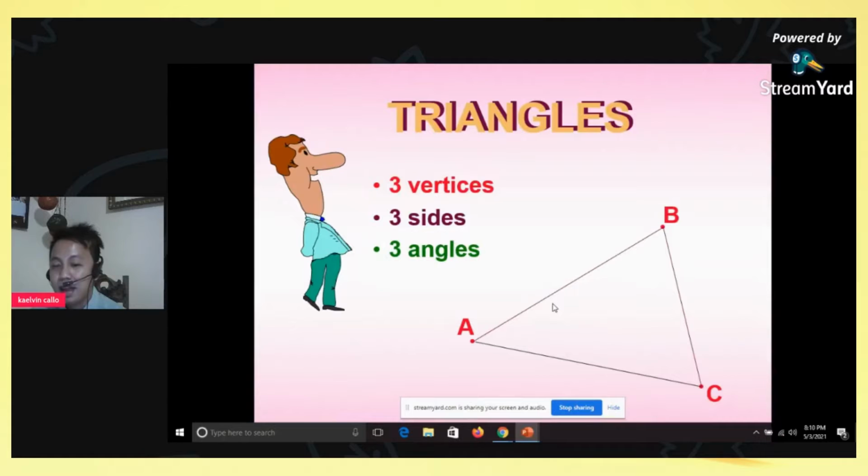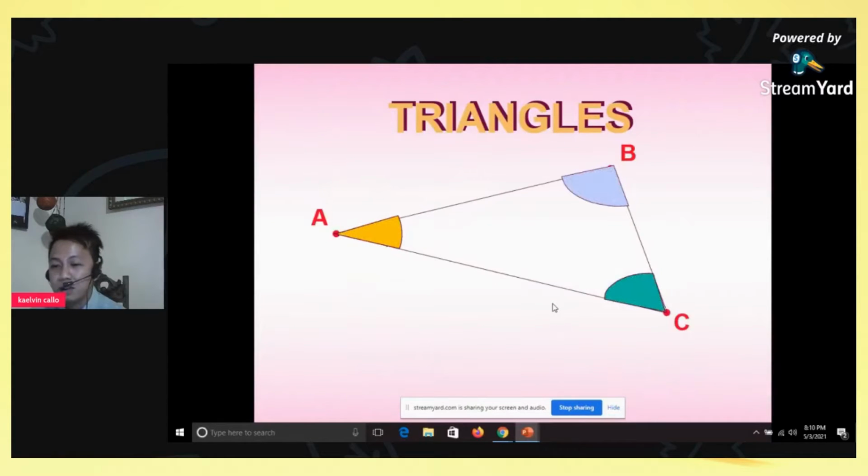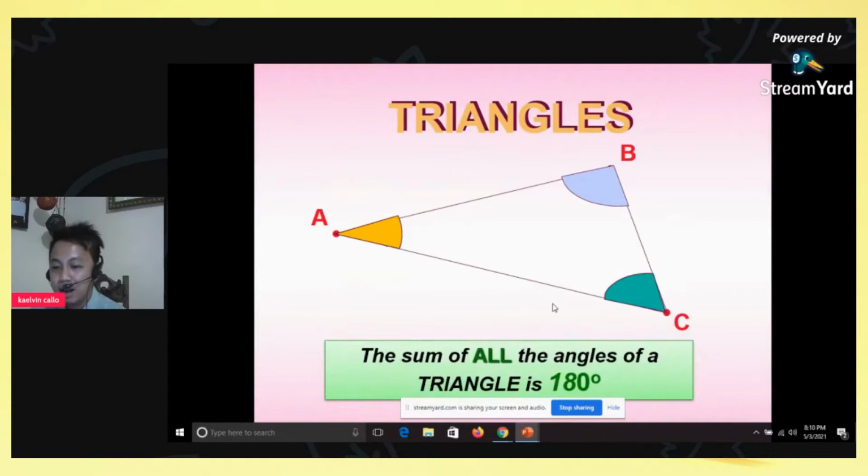Next characteristic, it has three angles. So we have angle A or angle BAC or angle CAB, angle B or angle ABC or angle CBA, angle C or angle ACB or angle BCA. And if we add the interior angles of the triangle, we have a total of 180 degrees.